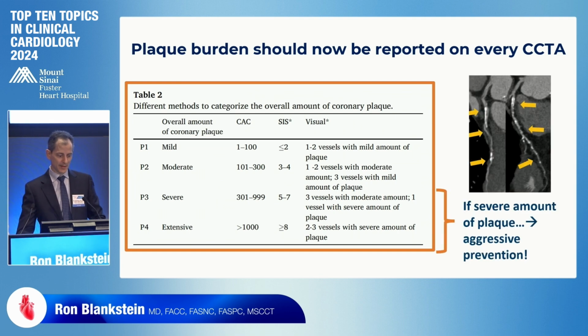And there are various ways you can do this, with a calcium score, a segment involvement score, even just a visual assessment. If you have P3, we say you have a severe amount of plaque. If you have P4, an extensive amount of plaque. Either way, we state that if there's a severe amount of plaque, aggressive prevention is recommended.